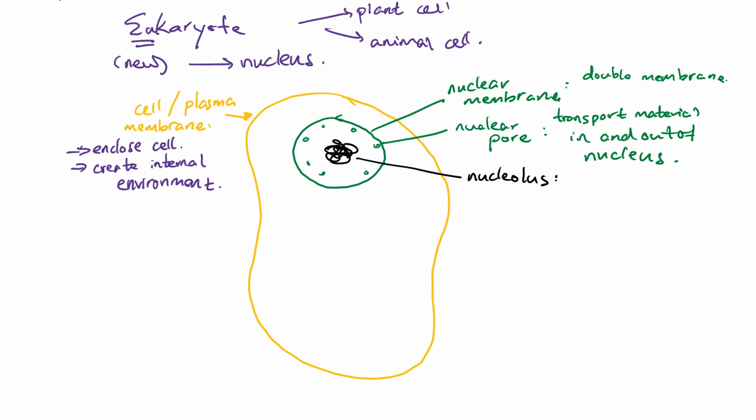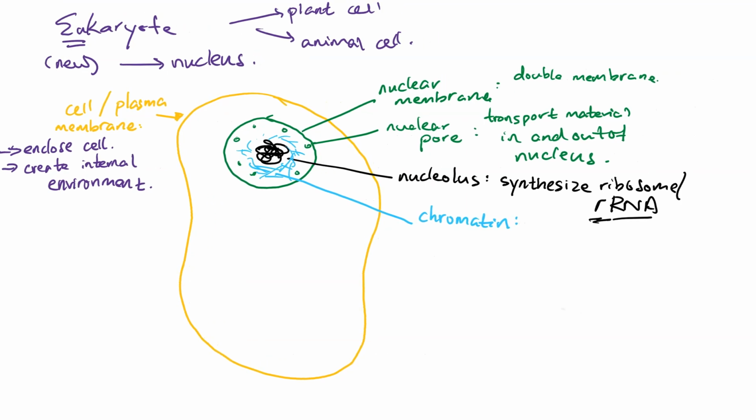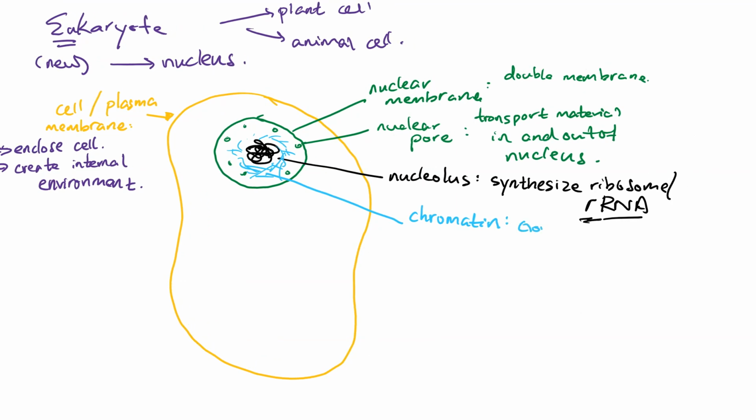Okay. Right at the center you see very dense DNA, and we call this the nucleolus. It is the location to synthesize ribosomal RNA, right? R stands for ribosomal RNA. And then around it you have this disorganized, loosely packed DNA, and we call this DNA chromatin. Chromatin, by definition, is non-condensed DNA and protein.